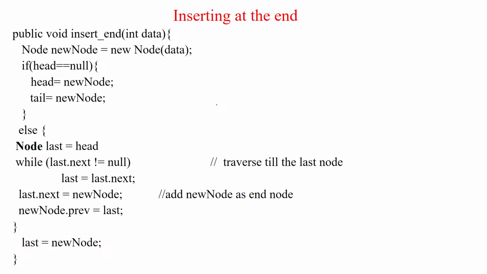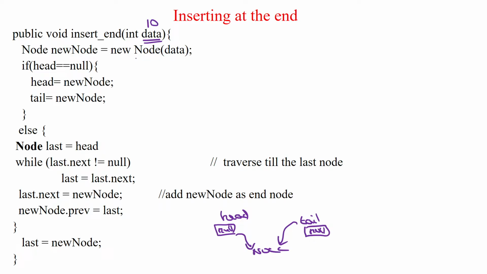Initially, the head is null. So I am checking if the head is null, which means my list is empty. Then the tail is also null. If that is the case, when I am inserting the new node, here I am passing the value 10.